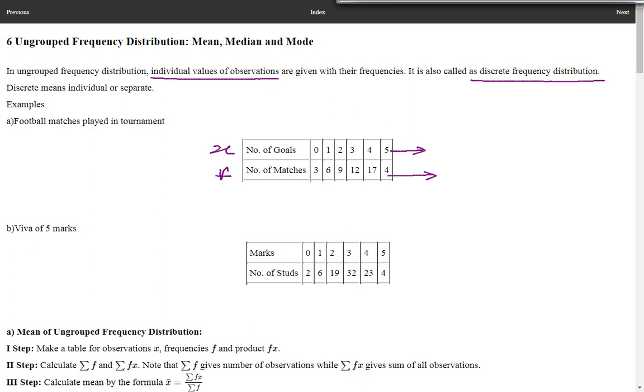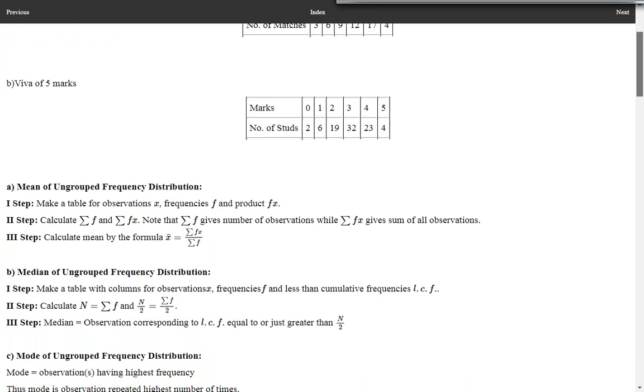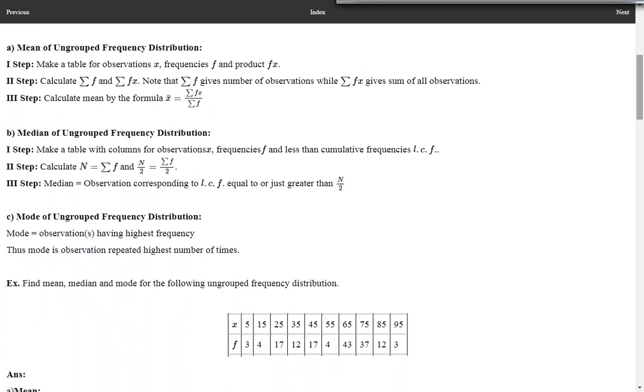Let us see the procedures for obtaining mean, median and mode of ungrouped frequency distribution. So to find mean of ungrouped frequency distribution, there are three steps. First, make a table with columns for observations X, frequencies F and product Fx. In second step, find sum of all frequencies and sum of products of frequencies and observations.